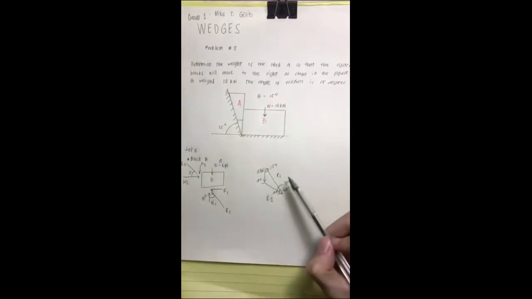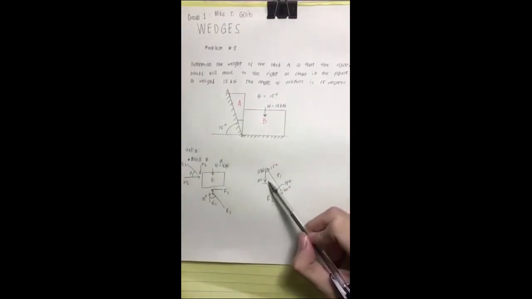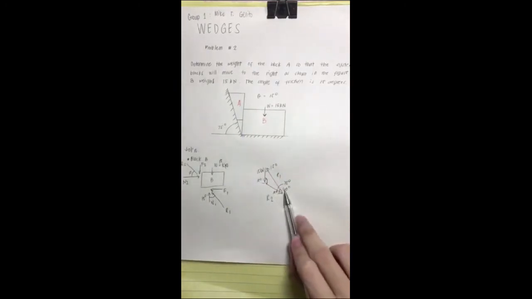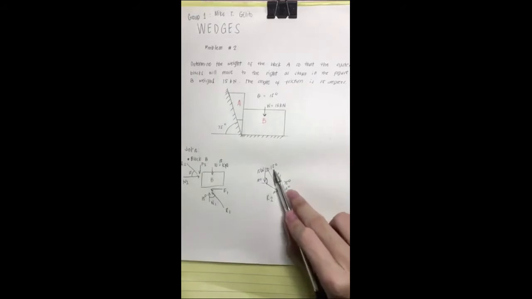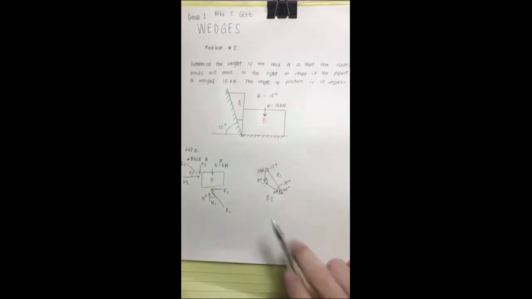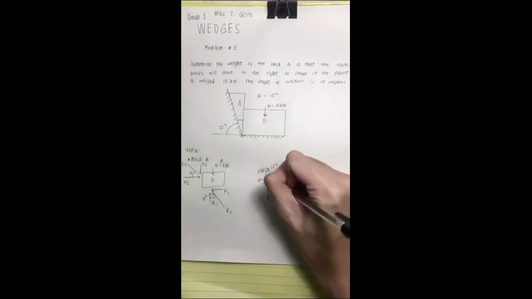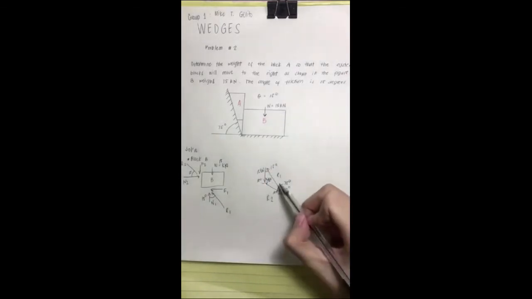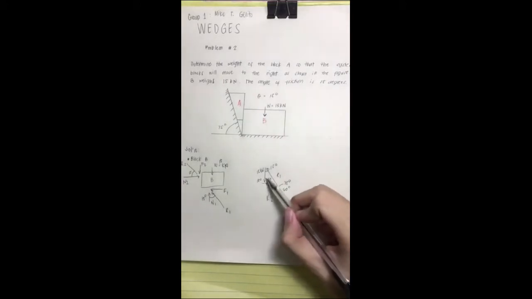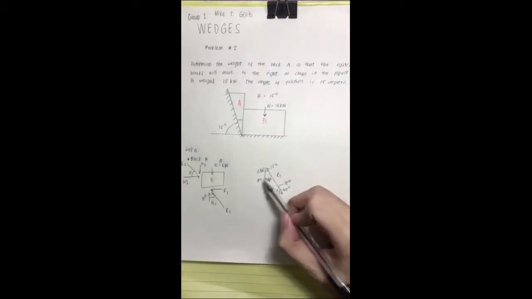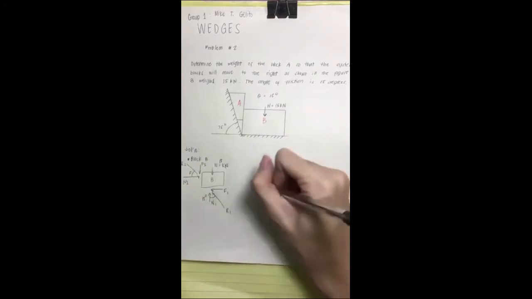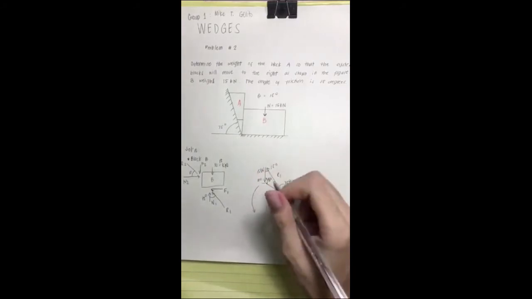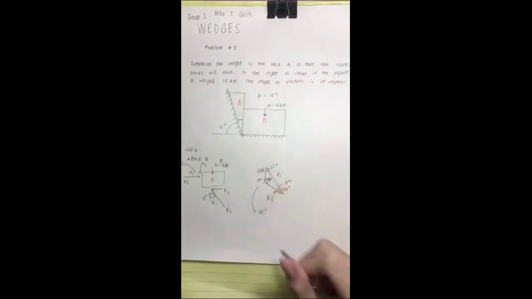And then to get the angle here, we will add 60 plus 15 plus 15 degrees, and that is equal to 90 degrees. And then the total angle here is 90 plus 15, which is equal to 105 degrees.